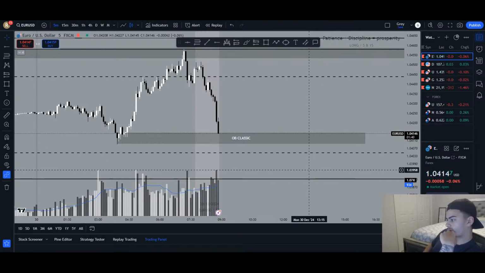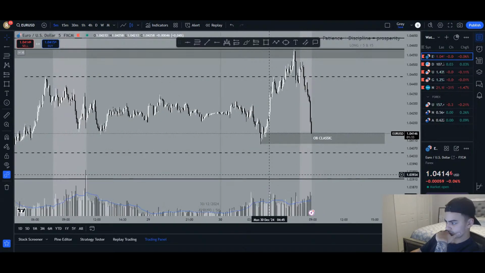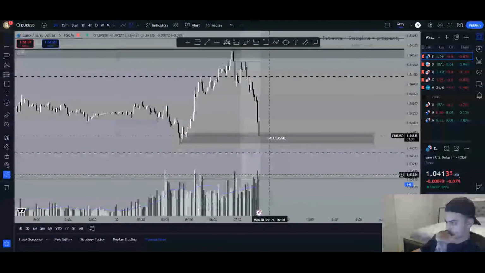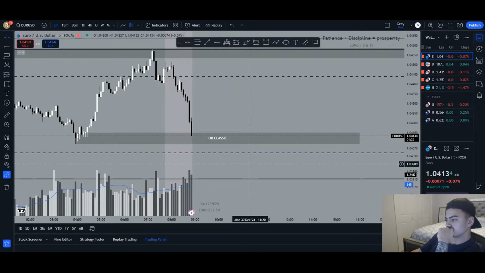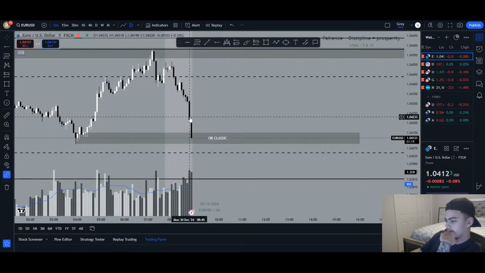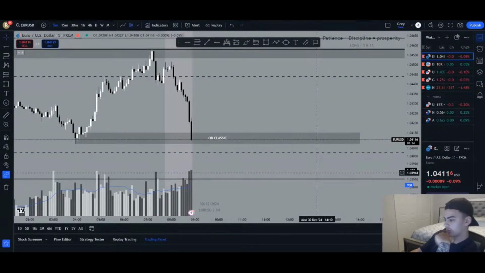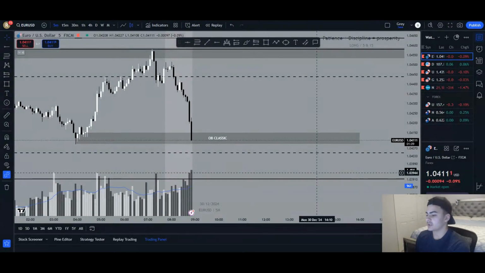Finally touched this order block. Yeah, I think it's going to break it because look at all this volume this candle just had. And this candle's going to have even more volume. Look at that. It hasn't even closed, and there's still a minute left. So it might actually just break this bear.